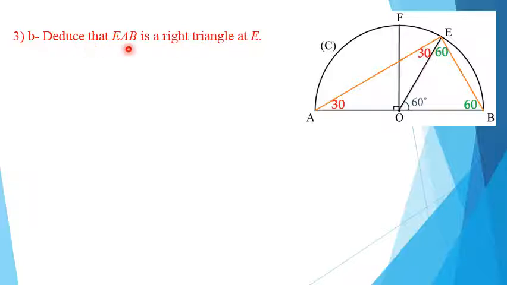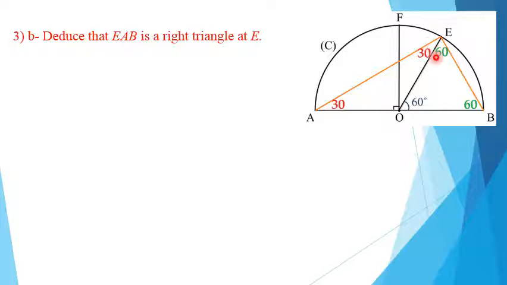Now the third part, deduce that EAB is right angle at E. EAB, I'm talking about this triangle here in orange. Okay, it's a right triangle at E. So I have to prove that AEB equals 90 degrees. It's easy since I found in the parts before that AEO equals 30 and OAB is an equilateral triangle, so this angle is definitely 60. If I add these two angles together, 30 plus 60 equals 90 degrees.